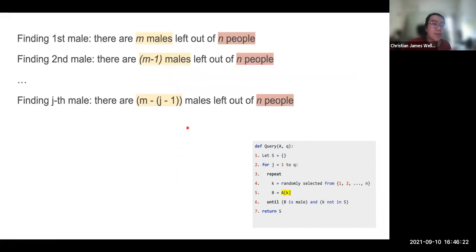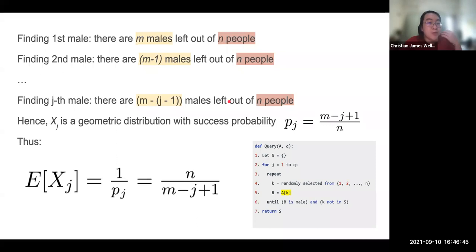So same as before, let's analyze the probability. This is me going through step by step. To find the first male, there are M out of N people. To find the second male, we care about M minus 1 because we have gotten that first guy. We only care about M minus 1 guys. Then finally, for the jth male, it is M minus j plus 1. Hopefully, similar to just now, you can see that this is a geometric distribution with success probability of M minus j plus 1 over N.